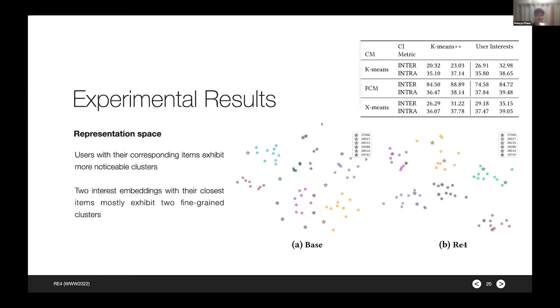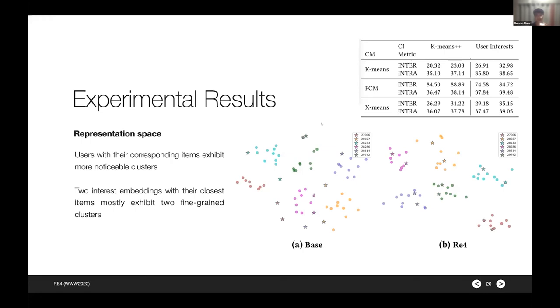And more interestingly, we are more interested in whether the proposed technique can improve the user item representation. We conduct t-SNE transformation on user item representations extracted by the base model and RE4. Those users and items are randomly sampled from the test set. From the visualization, we can find that users with their corresponding items exhibit more noticeable clusters in the representation space of RE4.